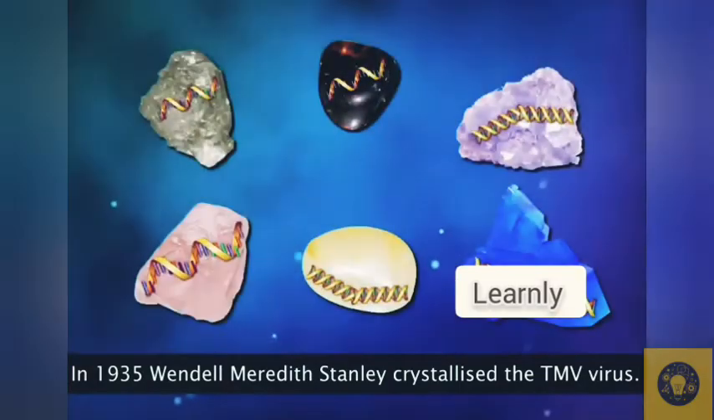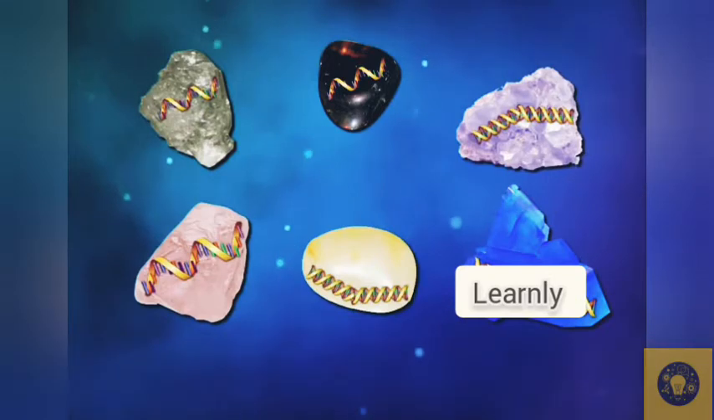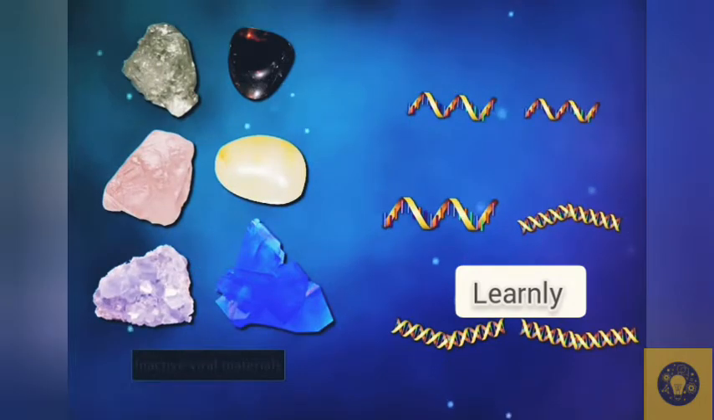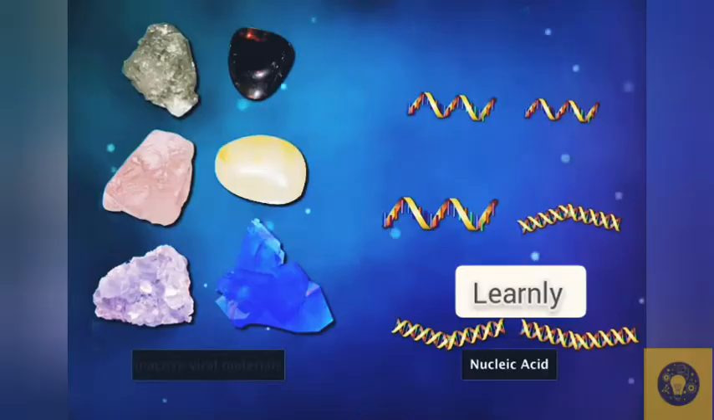Wendell Meredith Stanley crystallized the tobacco mosaic virus in 1935. In 1936, shortly after this, he isolated nucleic acid and proved that withdrawing this material left the crystals without any virus activity. Therefore, he concluded that the virus is a nucleoprotein.